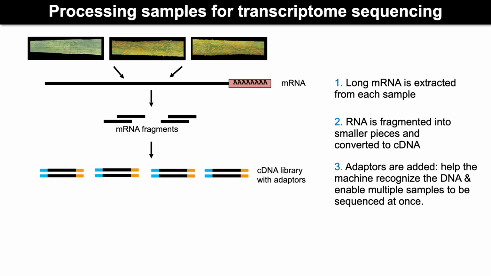Once we've got our cDNA, we add adapters, which are small nucleotide sequences that tell the sequencing machine that this is a piece of cDNA. So it helps the machine to recognize this cDNA molecule. Also, at the same time, we add another sequence of nucleotides, and this particular sequence is unique to each individual sample, and it's what we call a barcode.